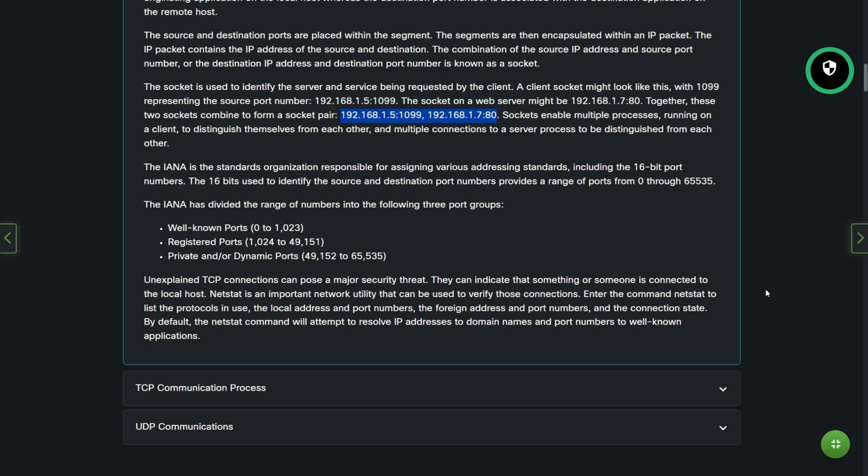Enter the command netstat to list the protocol in use, the local address and port numbers, the foreign address and port numbers, and the connection state. By default, the netstat command will attempt to resolve IP addresses to domain names and port numbers to well-known applications.